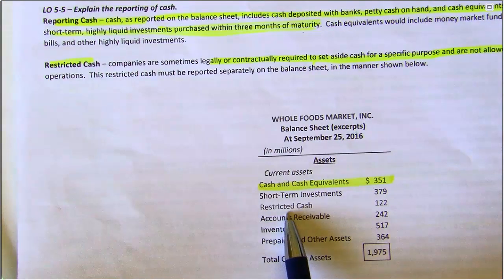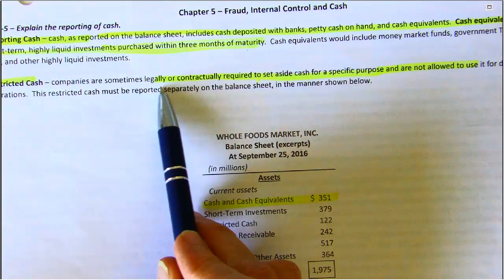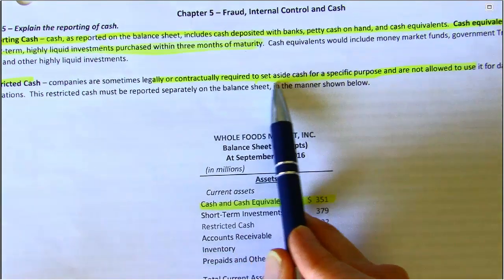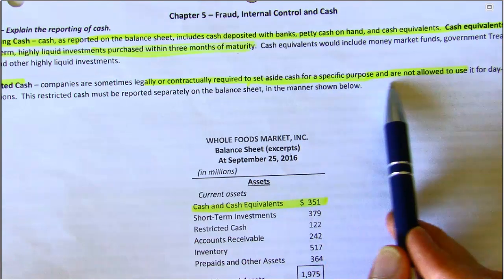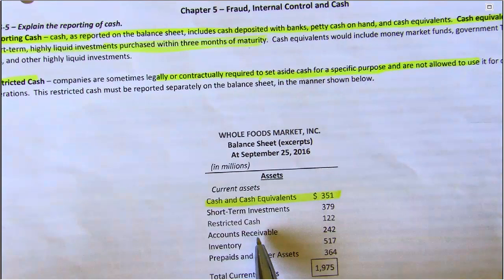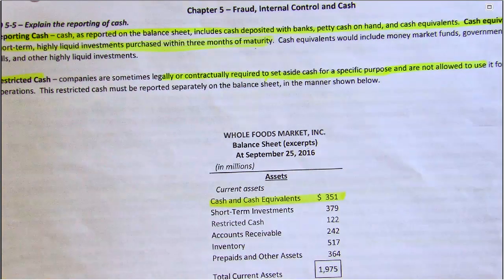Restricted cash happens when companies are sometimes legally or contractually required to set aside cash for a specific purpose and not allowed to use it. So we would list that separately on our balance sheet. And that ends our mini lecture for this chapter.